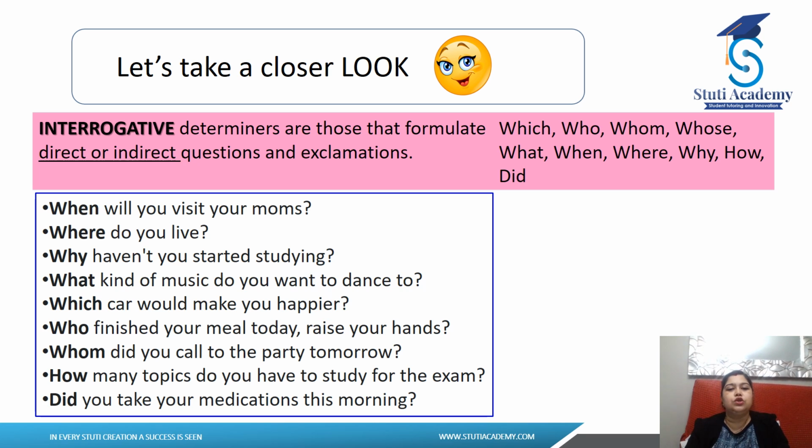Whom did you call to the party tomorrow? So I'm asking you, who are the people that you're calling? Whom did you call? How many topics do you have to study for your exam? So how many topics? So you have to tell the number. How many topics? Did you take your medication this morning? So did you do that activity? Did you take your medication? So questions and exclamations. Okay.